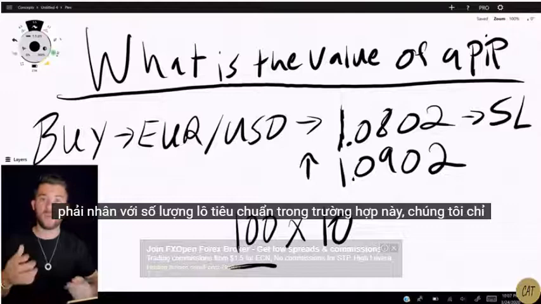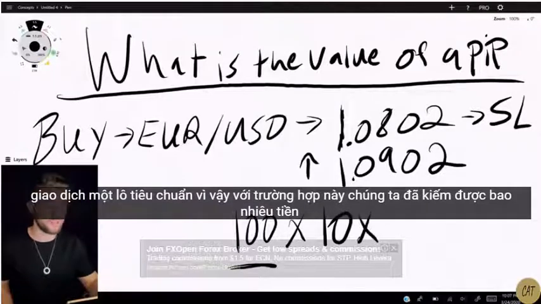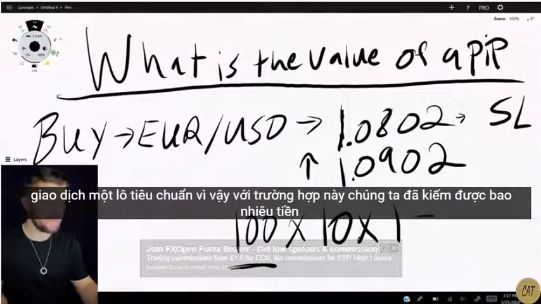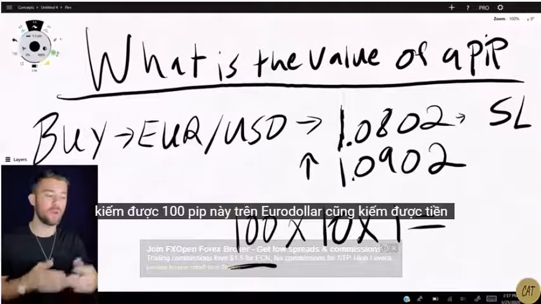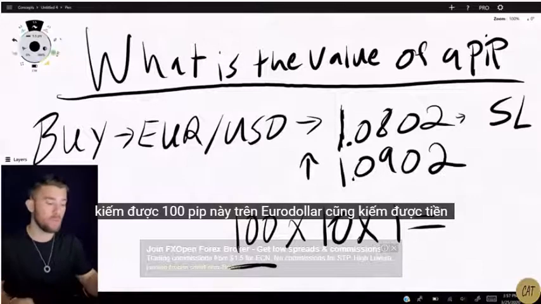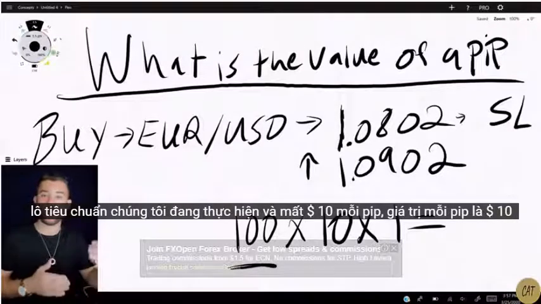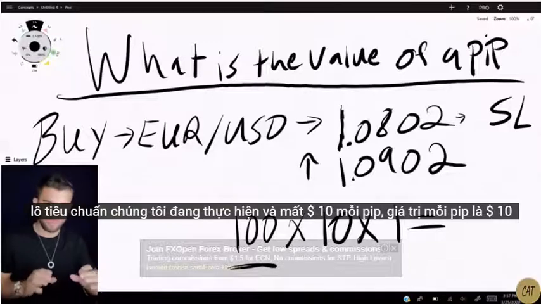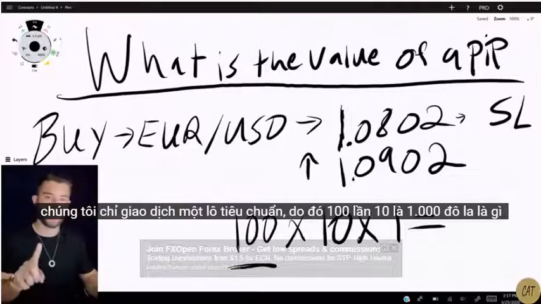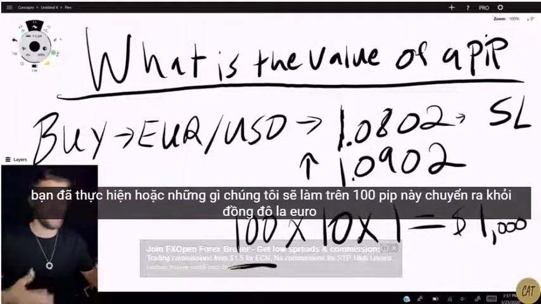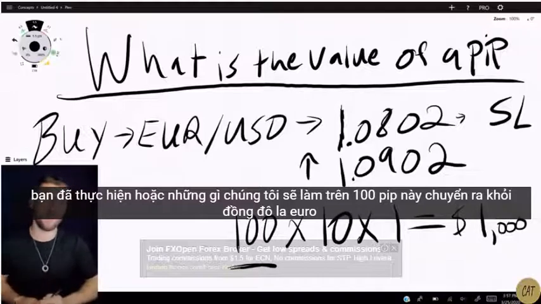In this case, we just traded one standard lot. So with this being the case, how much money did we make on this 100 pip move on the euro dollar? Well, the money would translate to 100 times 10, because we're using a standard lot, and with a standard lot, we are making and losing $10 per pip. The value per pip is $10. We only traded one standard lot, so therefore 100 times 10 is $1,000 is what you made, or what we would have made on this 100 pip move out of the euro dollar.